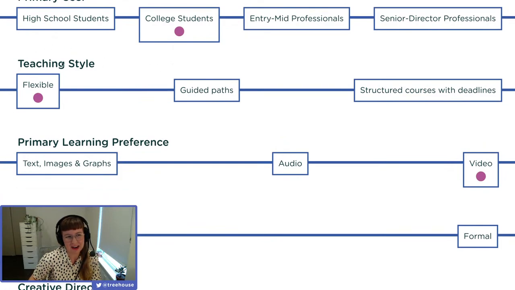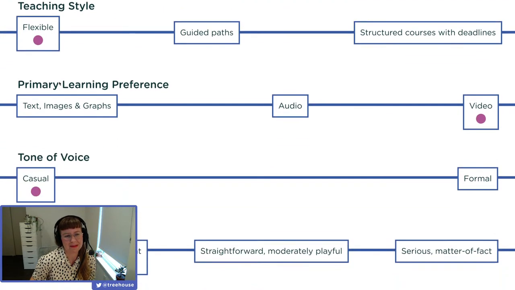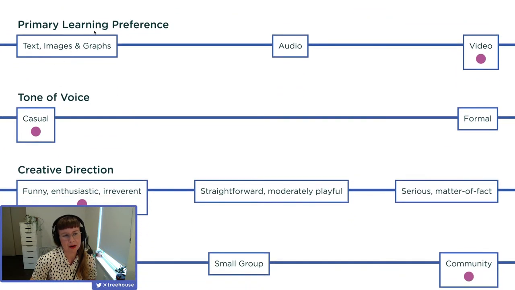So teaching style, this is just for demos anyway, right? So teaching style, let's say college students maybe like flexible teaching style. They just want to drop in and drop out. They already have a lot of college classes that are really structured, so maybe they don't need more of that. Primary learning preference, let's say video.